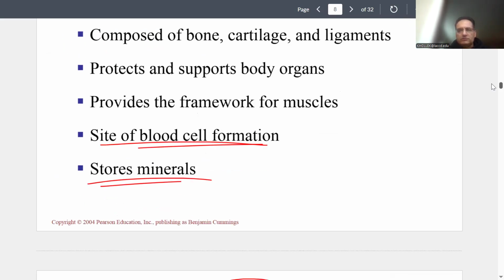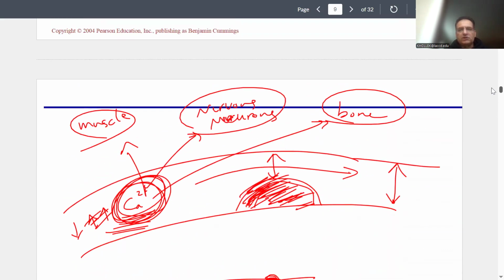Okay, so moving right along. Calcium does a lot of different things. It could provide for muscle contraction. It could be used in the nervous system for electrical signaling, or it could be deposited in the bone.